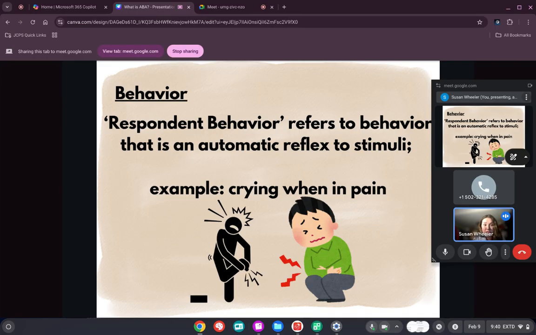Respondent behavior refers to behavior that is an automatic reflex to stimuli. An example of that would be crying when you're in pain, or when your stomach's hurting, you automatically go to hold your stomach, or if you stub your toe, you hold your toe. It's just an automatic reflex and you don't think about it.